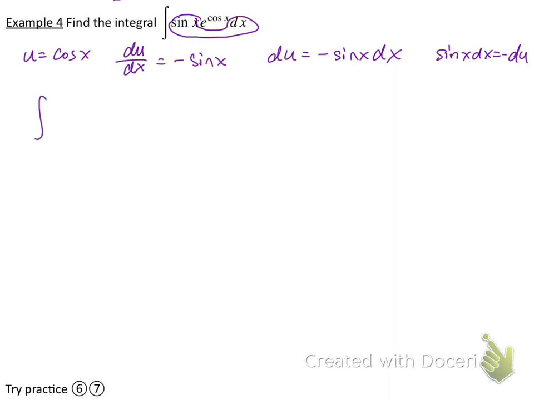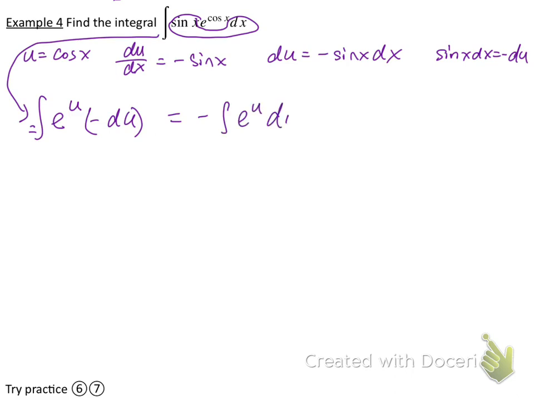So the integral will be e to the u, times sine x dx, which is negative du. This is negative e to the u du. And the integral of e to the u is itself. So that's still negative e to the u power plus c. And I'll give u back. U is cosine x, plus c. That's the integral. Now you can finish the packet.